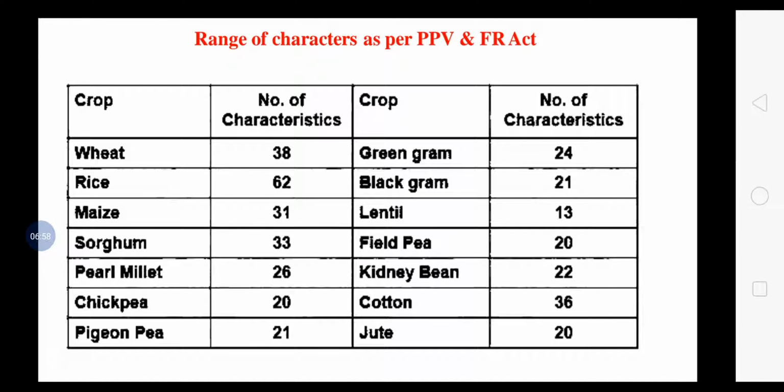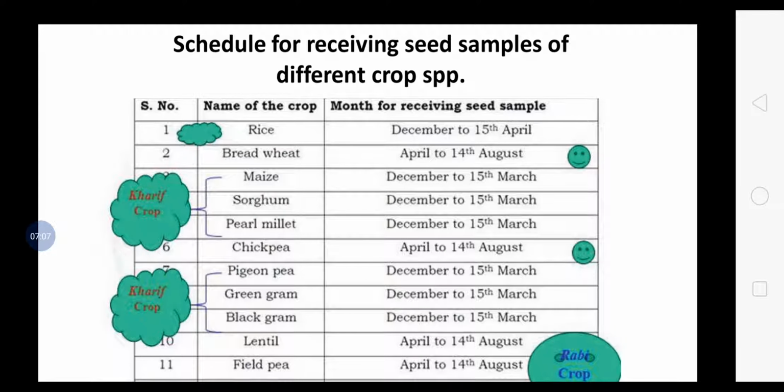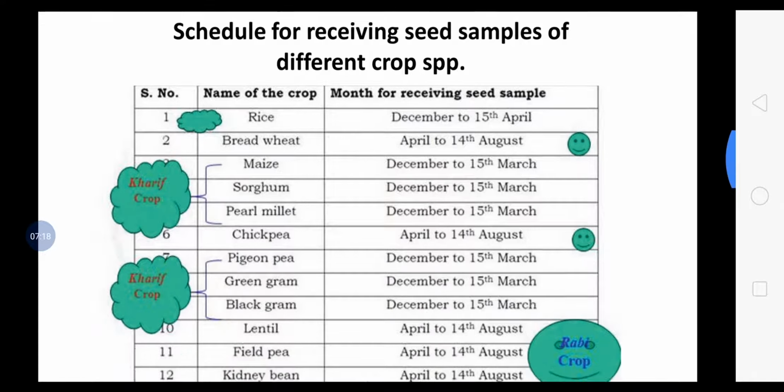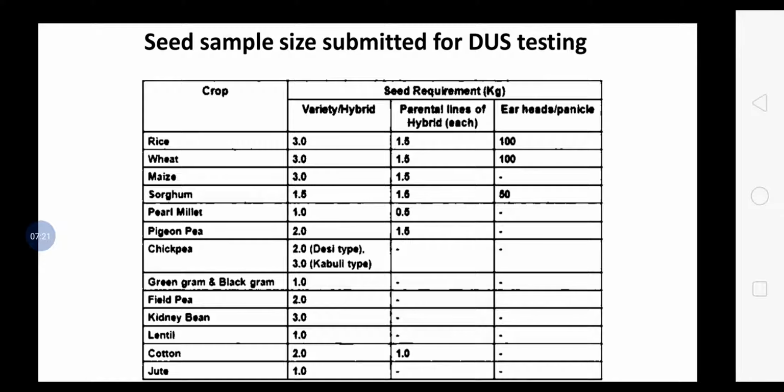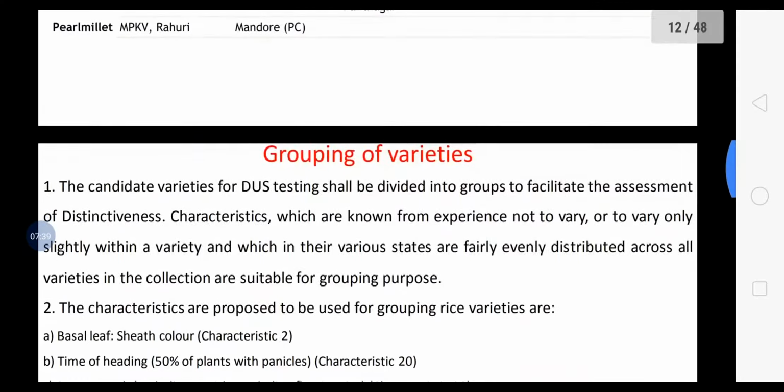Different range of characters. The number of total observations made in rice is 62. Now the schedule for receiving seed supply samples of rice is from December to 15th of April, that is for Kharif season. Coming to seed sample submitted, this I have already told you. The testing centers for rice are IIRR, that is Indian Institute of Rice Research at Hyderabad, then National Rice Research Institute at Cuttack, IARI Karnal, AAU Jorhat and TNAU Coimbatore.